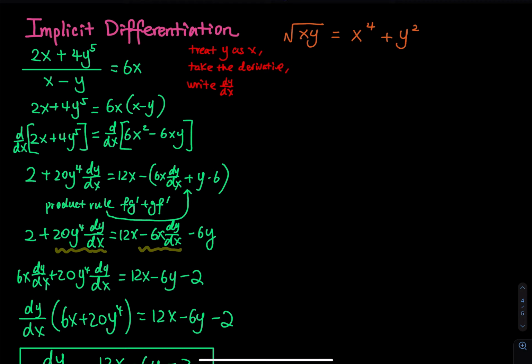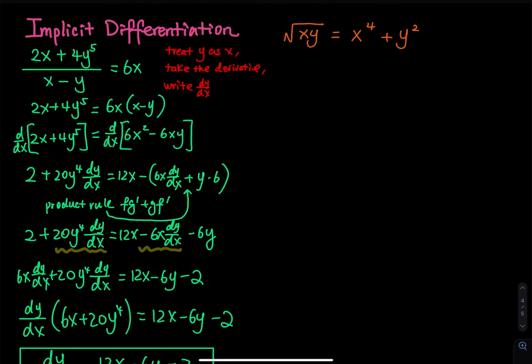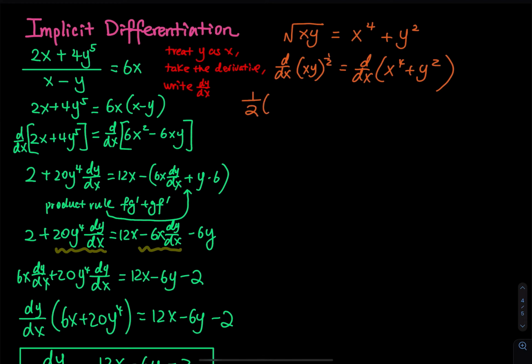Let me move this a little bit to the left, so I have more space. For the first one, we have to do d/dx, and then this is (xy) raised to the 1/2, and then d/dx of x to the fourth plus y squared. There is a chain rule on the left hand side. First of all, we bring the 1/2 down, and then we have xy raised to negative 1/2, and then by chain rule, we have to take the derivative of the parenthesis, which is xy, right?